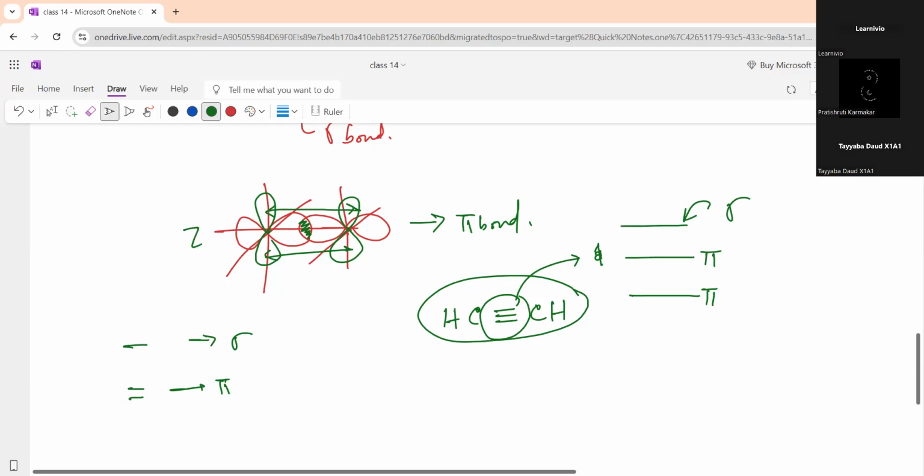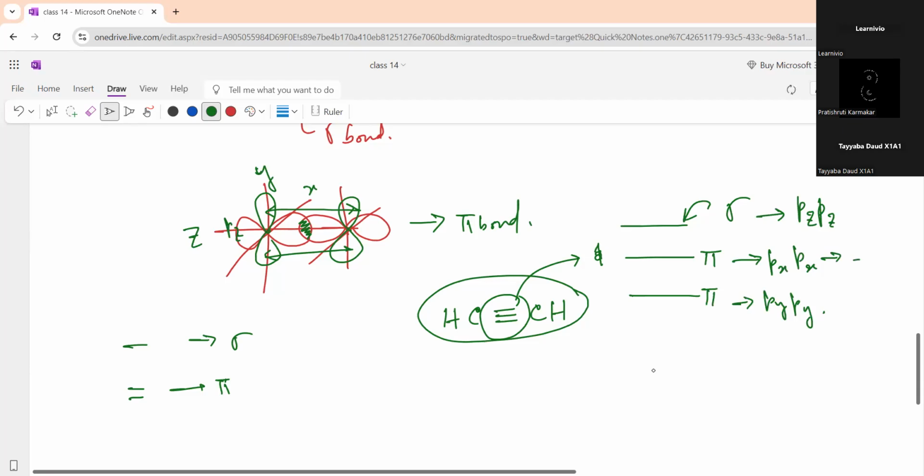Let's say this is our z axis, and let's say this is our y axis, and this is our x axis. Then this is pz. So the sigma bond is formed due to head-on collision of pz orbitals, right? After that, px and px came side by side closure, and py and py came side by side closure. Those two resulted in formation of pi bonds.